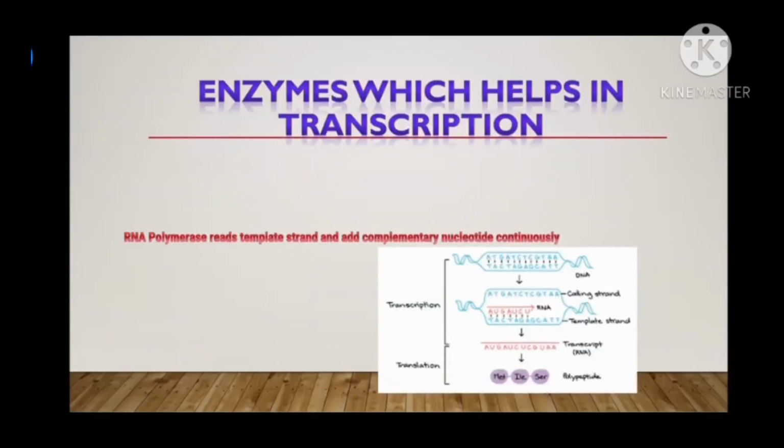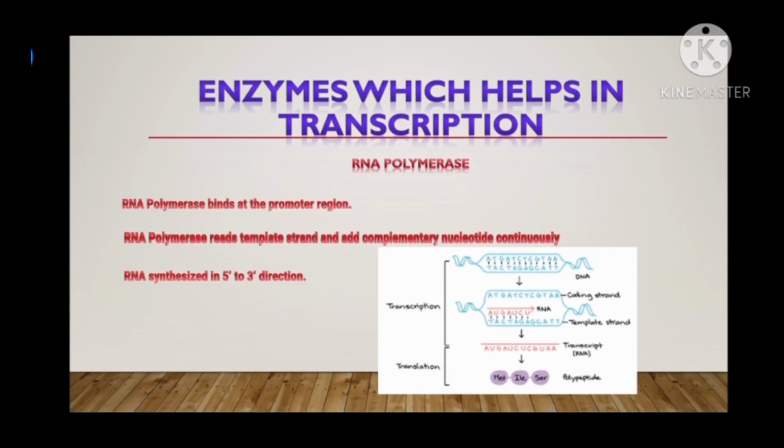Alright children, so now let us talk about the enzymes which help in the process of transcription. Once we talk about this enzyme, we can see how exactly the process of transcription takes place. So children, RNA polymerase is the enzyme which catalyzes the polymerization process. Now DNA polymerase plays a role in case of DNA replication.